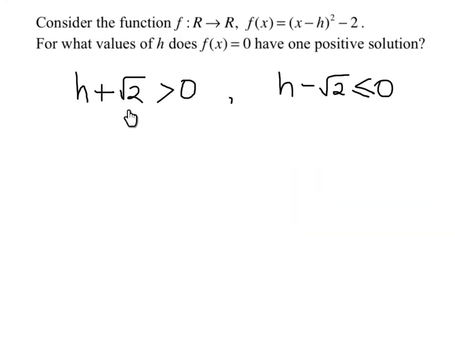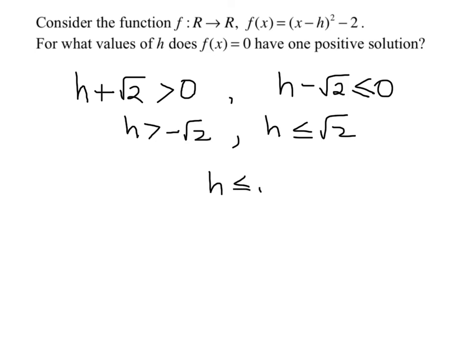So here we have those conditions. h + root 2 is greater than 0 and h - root 2 is less than or equal to 0. We solve, and we'll have h is greater than negative root 2 and h is less than or equal to root 2. And a more efficient way to write this, I suppose, is that h is between negative root 2 and root 2. And that will be our solution.